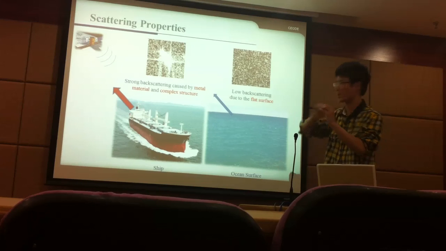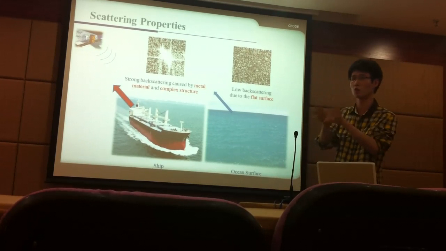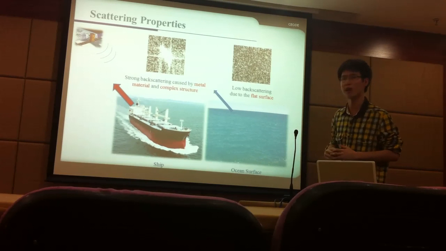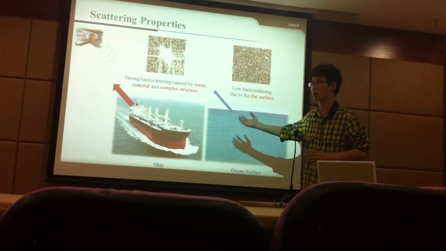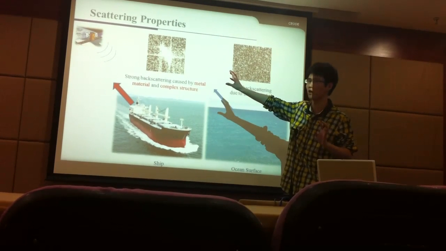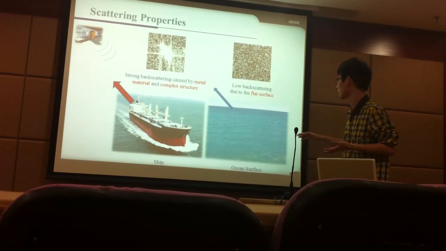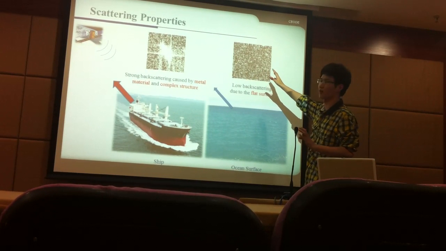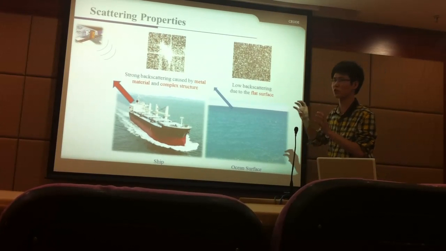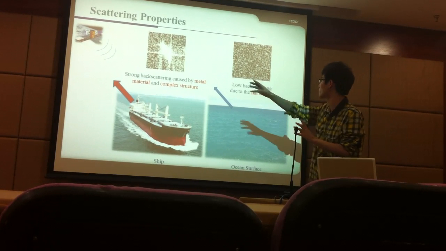When the radar sends microwaves to the surface, the surface scatters them back and the radar receives them. If it hits a ship, because a ship is made of metal and has a very complex structure, the backscattered wave has very large power, which shows up very bright on the SAR images. If it hits the ocean, since the ocean is very flat, the backscattering is very low by comparison, so it is dark. So just using the intensity of the backscattering is a very good way to discriminate ships from non-ships.